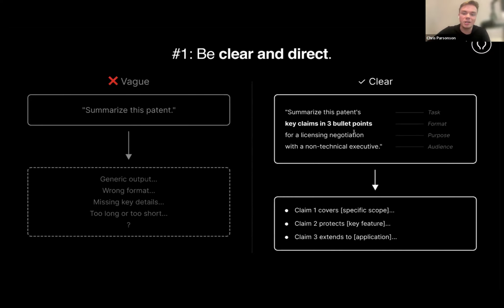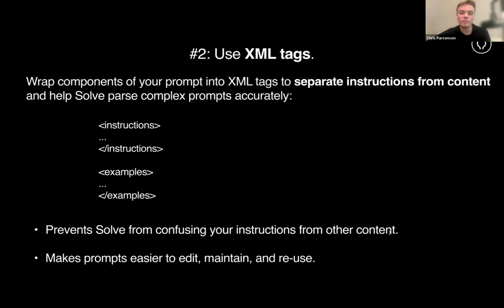On the right-hand side, you can see an example of a clear and direct prompt, where we're first giving the task, which is to summarize the patent. Then we're giving the format we want the summary output in: 3 bullet points. We're giving the AI the context of the purpose, and in this case, it's for a licensing negotiation. And we're even giving it the context that we're ultimately going to send this summary off to a non-technical executive. By doing this, you can ensure that you're getting consistent output that adheres to the kinds of things that you want. So that's the first tip: be clear and direct in your prompts.